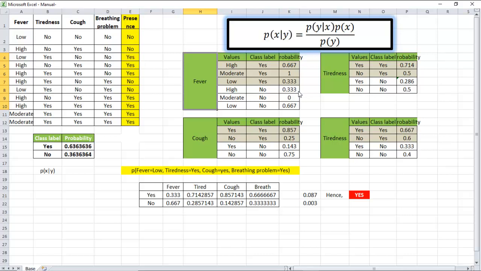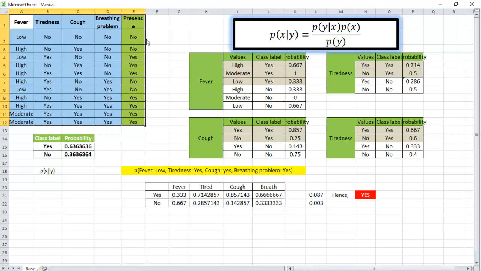Let us understand the working nature of the Naive-Bayes algorithm using a simple simulated example. Today I have simulated a COVID-19 data set just for our personal use. I took fever, tiredness, cough, and breathing problem to be the input attributes, and the presence or absence of the virus to be the output attribute.